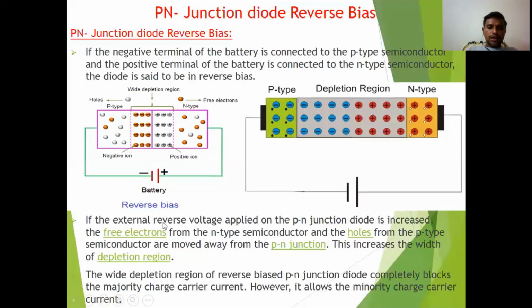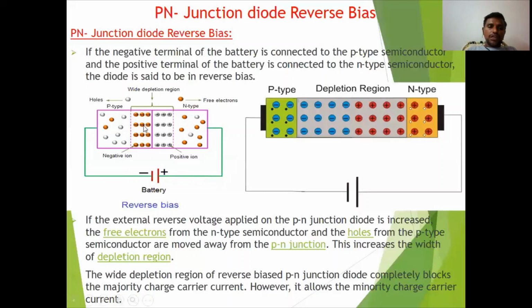I have written here: if the external reverse voltage applied on the PN junction diode is increased, the free electrons from the n-type semiconductor and holes from the p-type semiconductor move away from the p-n junction. The junction is here, and they move away because of the attractive forces, holes by the negative terminal and electrons by the positive terminal. The majority carriers move away from the p-n junction, so only the immobile ions remain. Due to those immobile ions, the depletion region width increases.